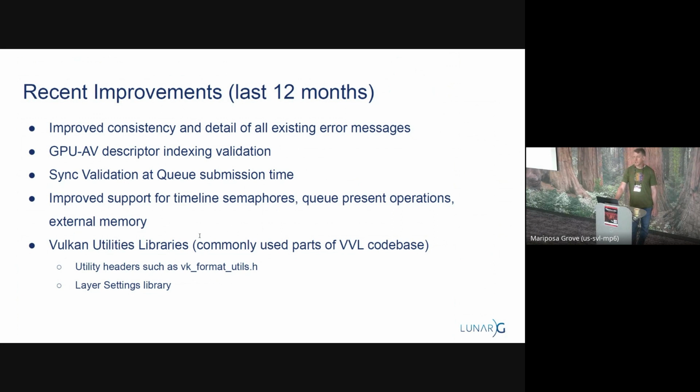Another part of that library is the layer settings library. And that is what vkconfig uses to configure validation. So there's a JSON file format, and there's a library that converts that format into something you can use from your layer to control your settings. So you can have your own layer that works just like validation in vkconfig, where all the settings are present in the UI and everything can be toggled really easily. So that's really cool. If you're a layer developer, I highly recommend checking that out.